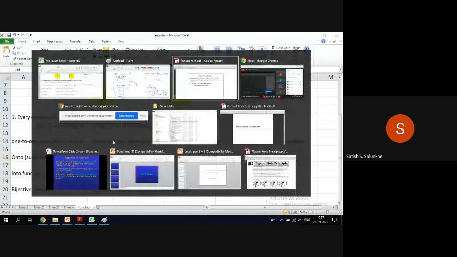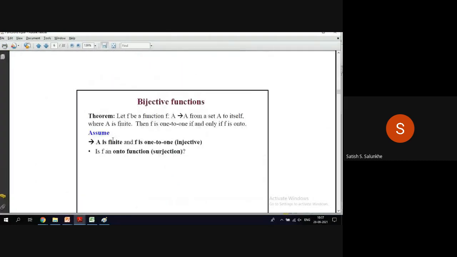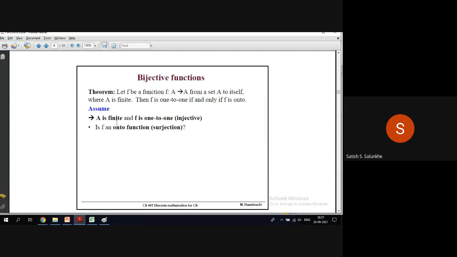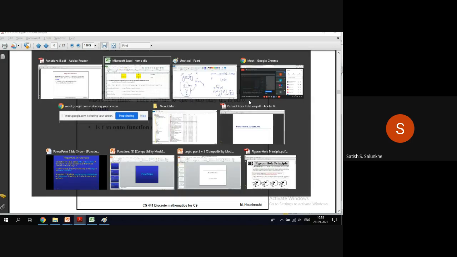Okay, coming back to the example, this we have done. Yeah, so there is one theorem. Let f be a function from domain to codomain, where it is from the same set to itself, where A is finite, not infinite. Then f is one to one if and only if f is onto. So let us discuss this with one example.